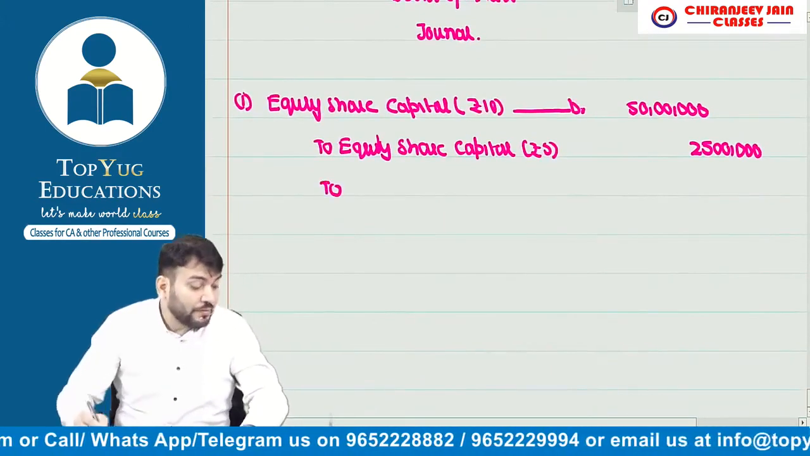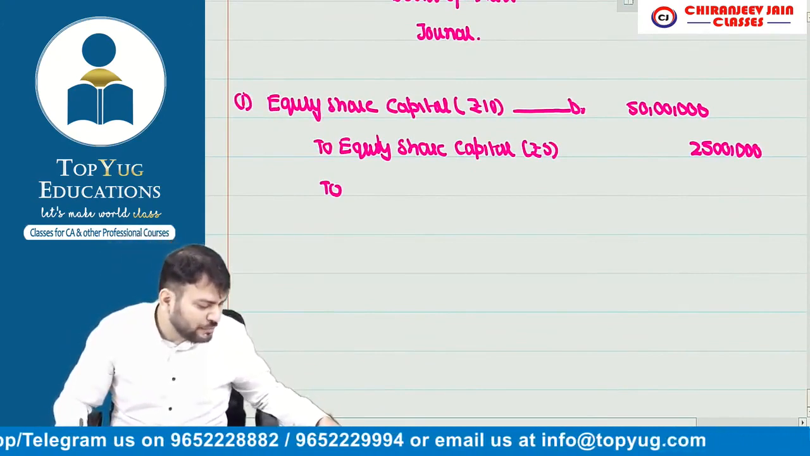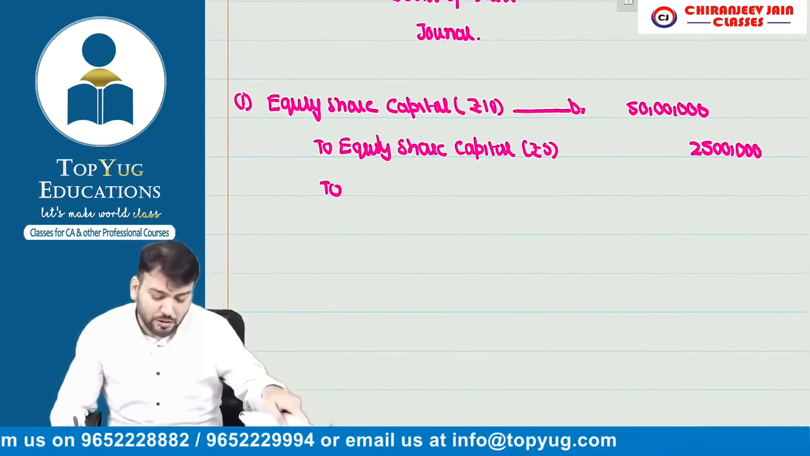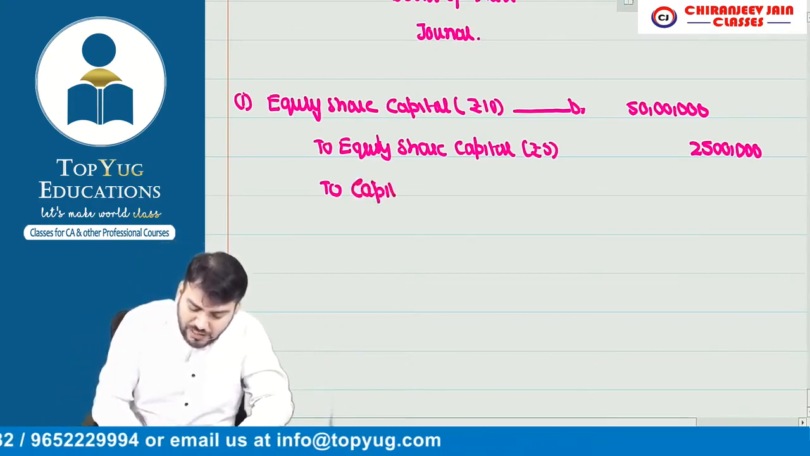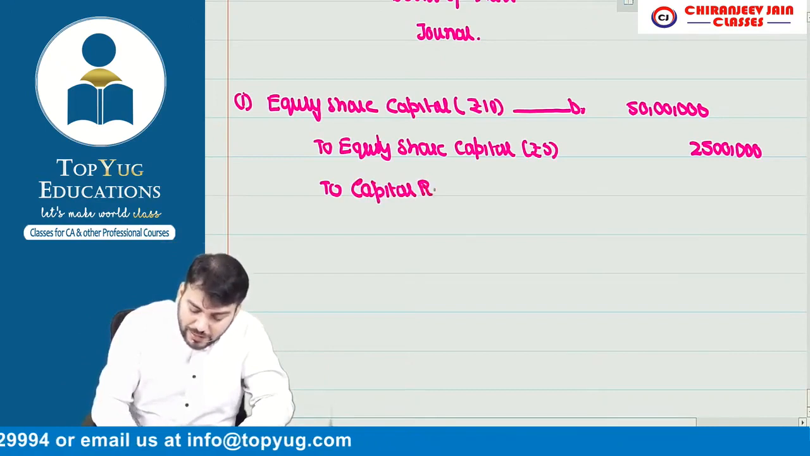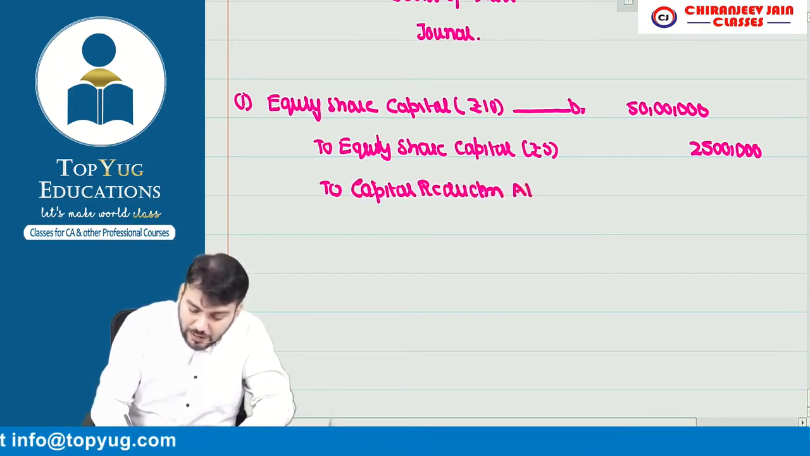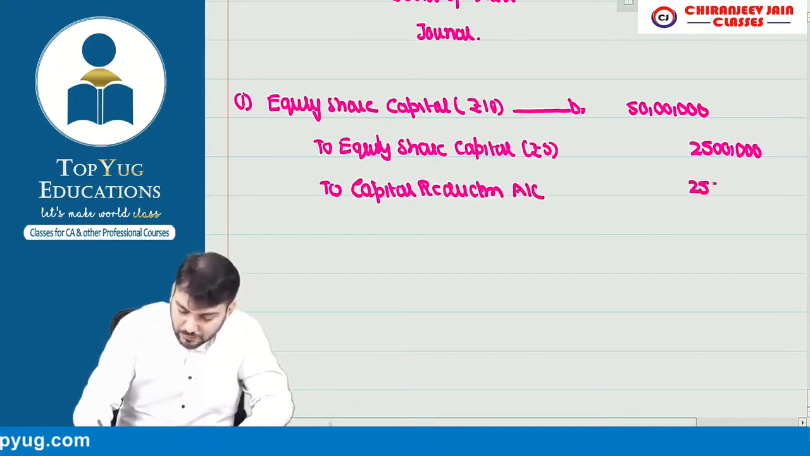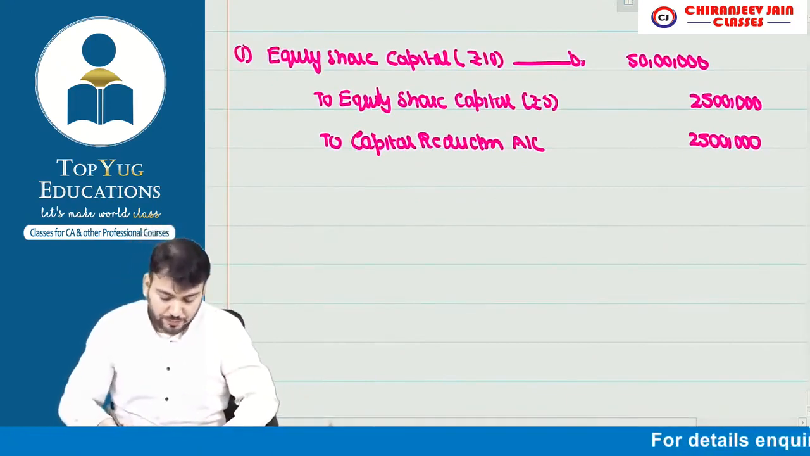To, check karo whether they have asked capital reduction account or which account. So what they have asked, they have not mentioned any account. Chalega. So now we can write down capital reduction. Nothing is given ना, तो write down this account only, capital reduction account अच्छा लगता है. Capital reduction account, how much? 25 lakh. First journal entry done, 1 marks you got.